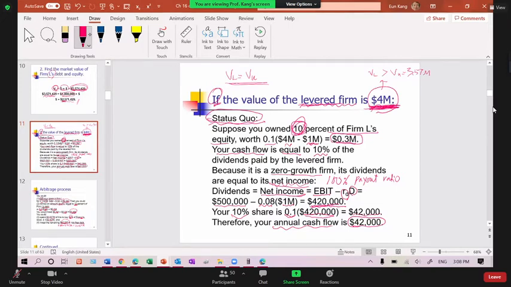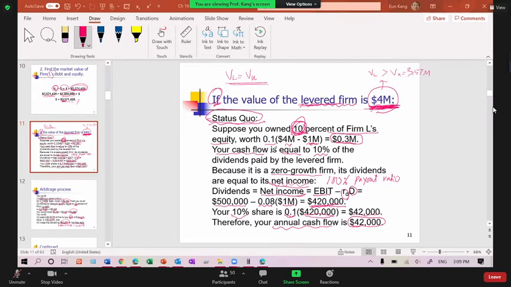Before you take advantage of the arbitrage profit, suppose you own 10% of, this is what we did last class, 10% of firm L's equity, then what? Then 4 million is the firm price and 1 million is debt, then 3 million is the equity price for firm L. But it's 10%, so 0.1 times 3. So 0.3 million is your value, right? 0.3 million.